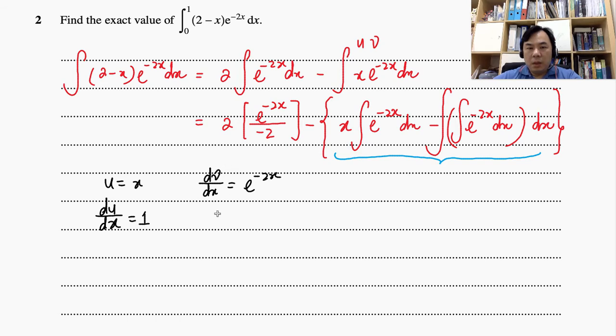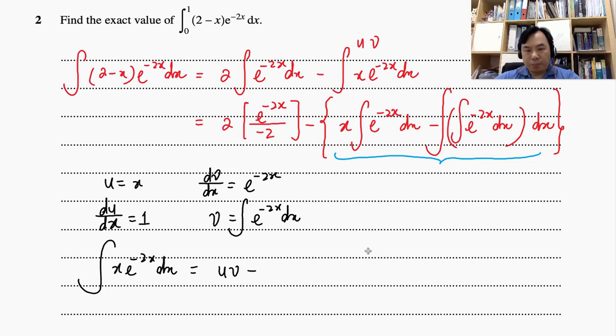And then from here, we are going to get our v. Our v is the integration of this. And then the integration of x e^(-2x) dx is actually given by uv minus, okay, minus, what do we have here? Minus the integration of v du/dx dx. Now that is the formula for integration by parts.